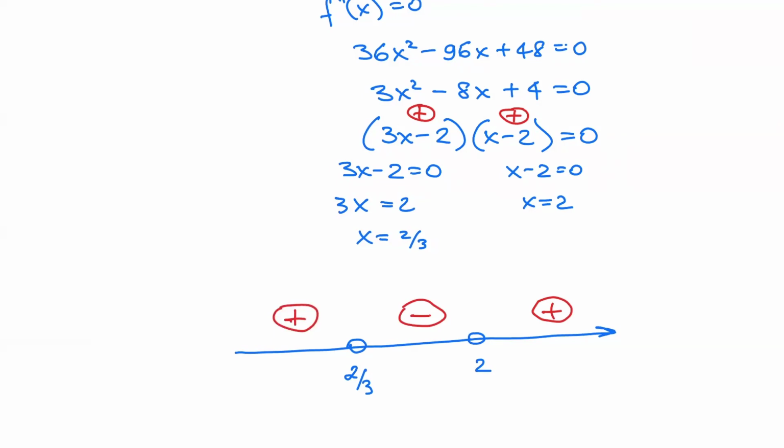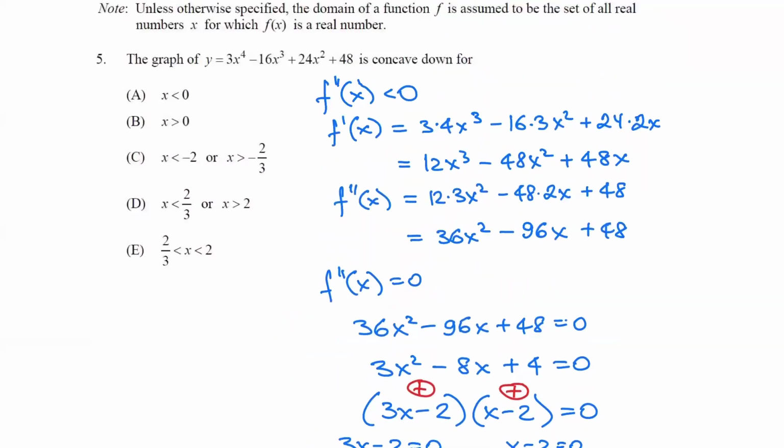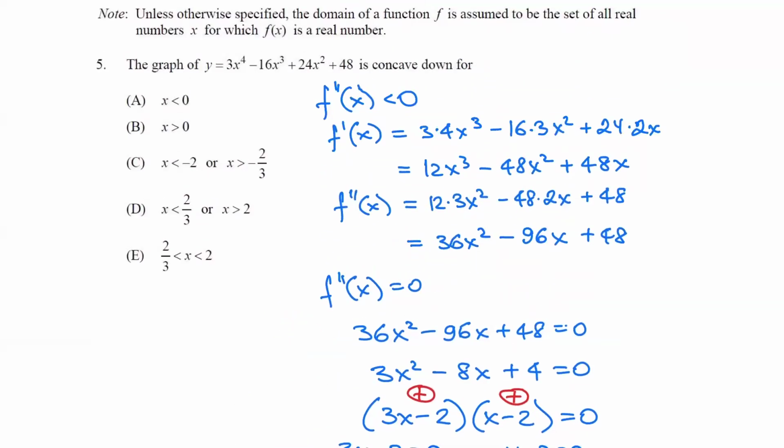So the answer will be, when this function is negative, between 2/3 and 2, not including the endpoints. And so getting back to our question here, the answer is x between 2/3 and 2. So the answer is E, and E is the correct answer.